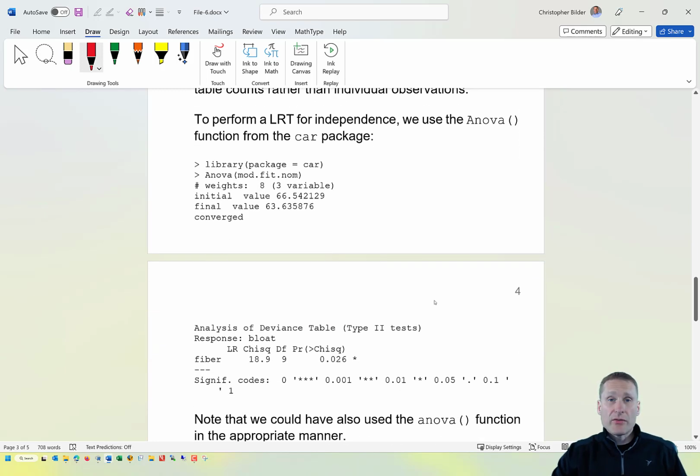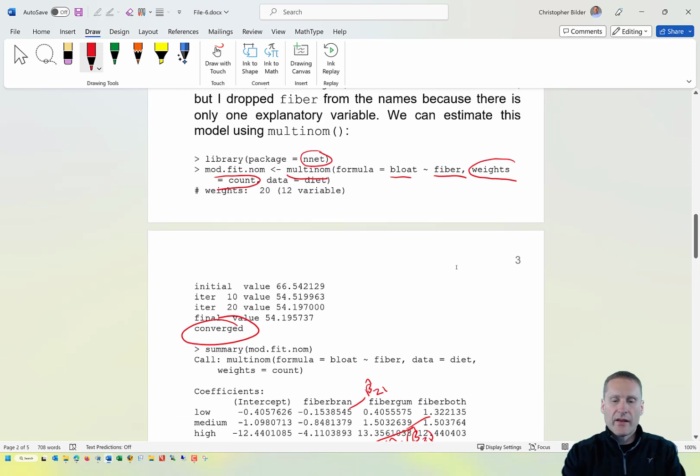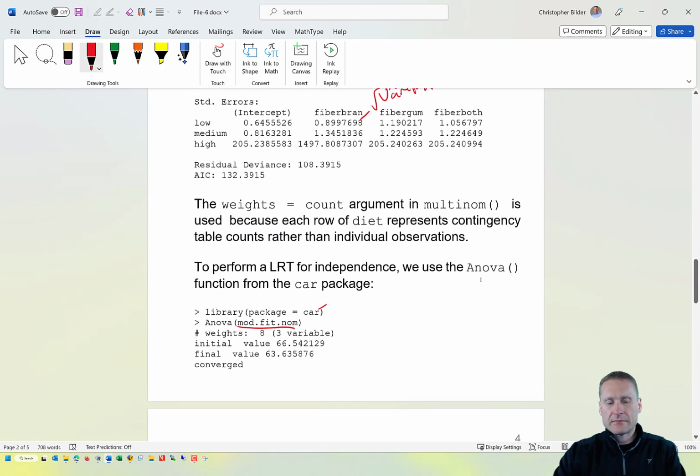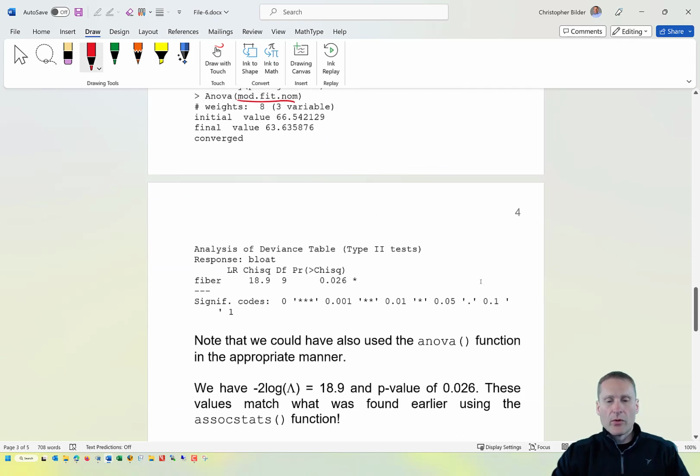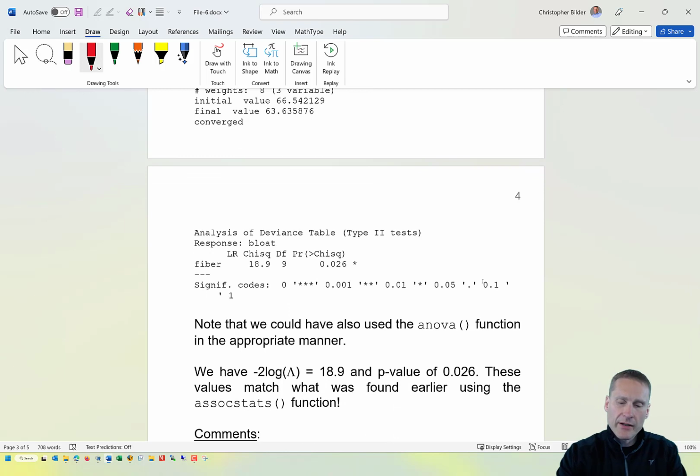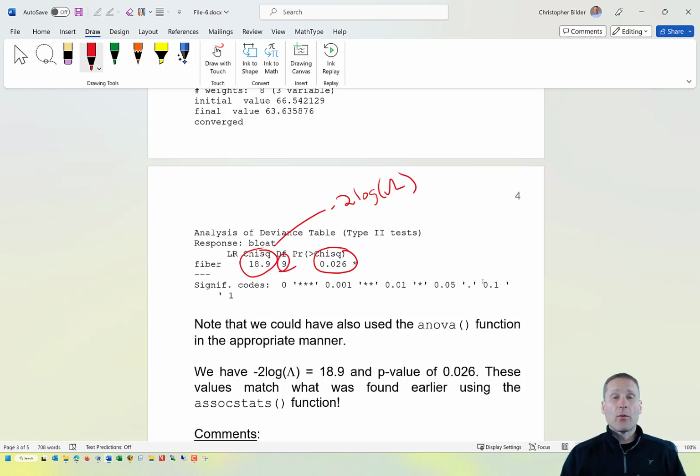To perform the likelihood ratio test, I could use a little ANOVA function. Here I'm going to use the capital Anova function, which again is in my car package itself. I put Anova of mod.fit.nom, corresponding to where I saved my results from the multinom function. When I use the capital Anova function, this is what I get. Here's my p-value. Here's my test statistic, -2 log lambda. I have 9 degrees of freedom because I have 4 rows, 4 columns, so 4 minus 1 times 4 minus 1 is 9. Again, there's the p-value. This is exactly the same p-value that we got when we used the assocstats function previously from the vcd package.